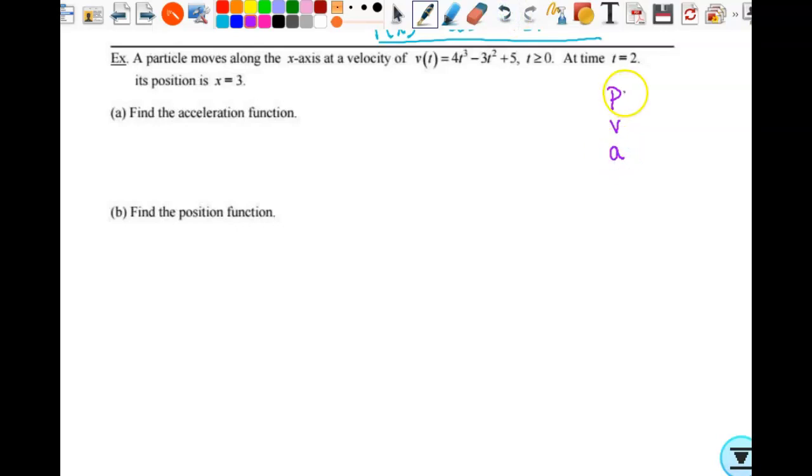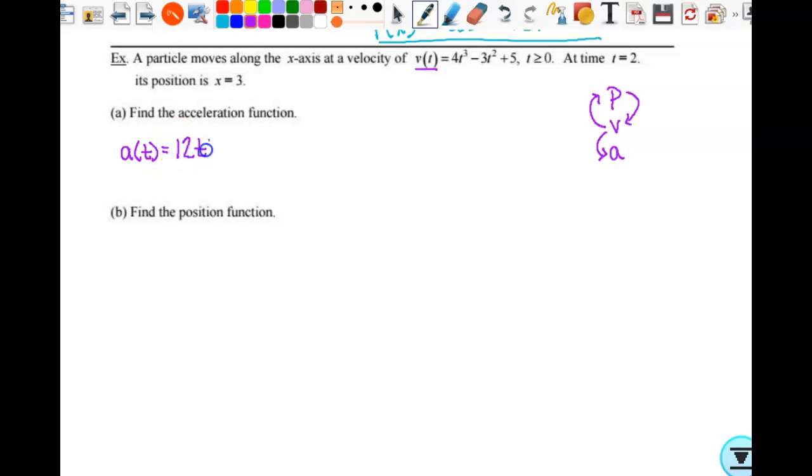So to get from position to velocity, we take the derivative. To get from velocity to position, we do what? Antiderivative. Very good. Okay, but part A just says find the acceleration. We just find the regular derivative. Because this is the velocity, I want to get to the acceleration. It's just the derivative, right? We know how to take the derivative. So we have v of t. A of t then is going to be what?